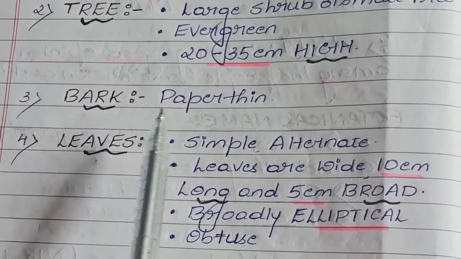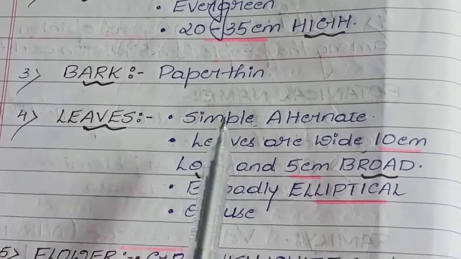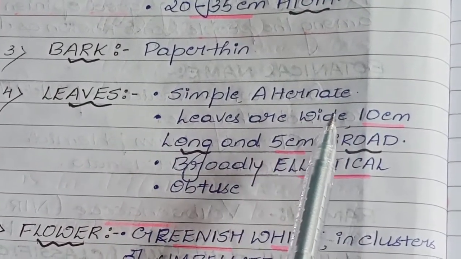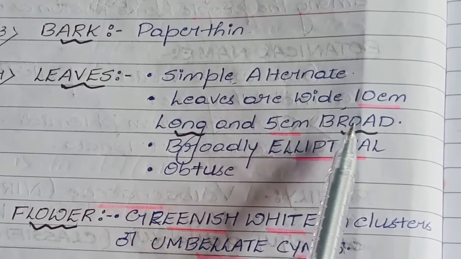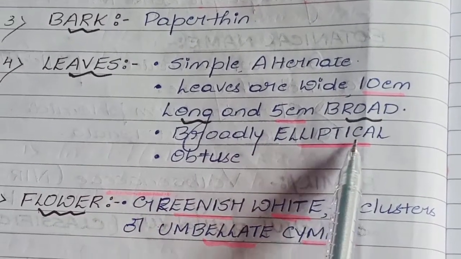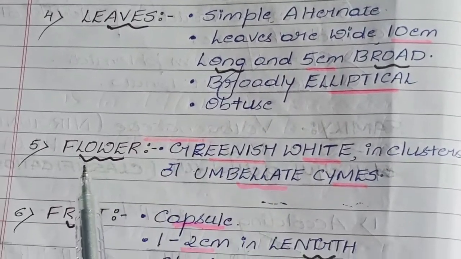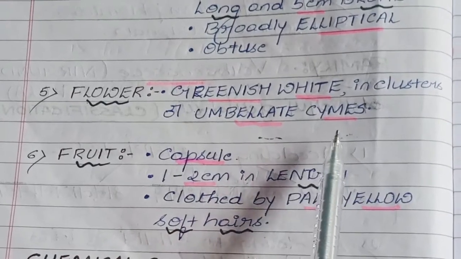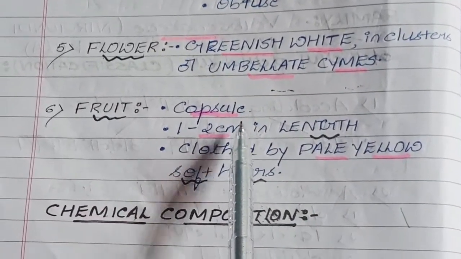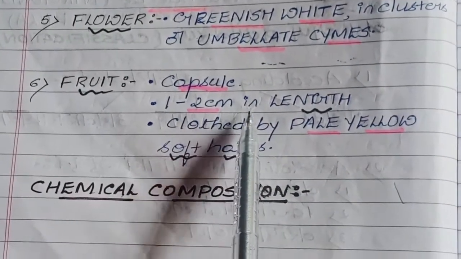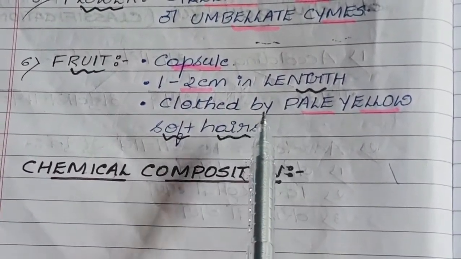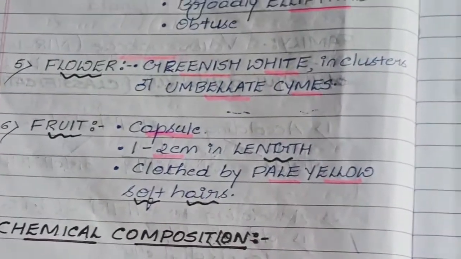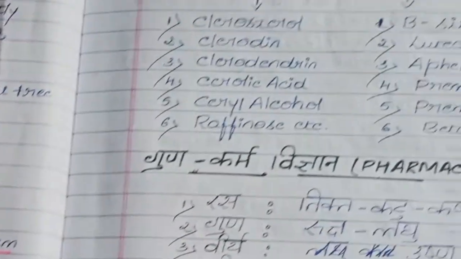Coming to the bark, it is paper thin. Leaves: it has simple and alternate leaves. Leaves are wide, about 10 cm long and 5 cm broad. It is broadly elliptical and obtuse. Coming to the flower, it is greenish white in clusters or umbellate cymes. Fruit: its fruits are capsules about 1 to 2 cm in length, clothed by pale yellow soft hairs.